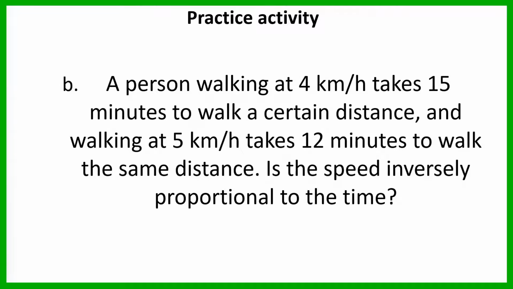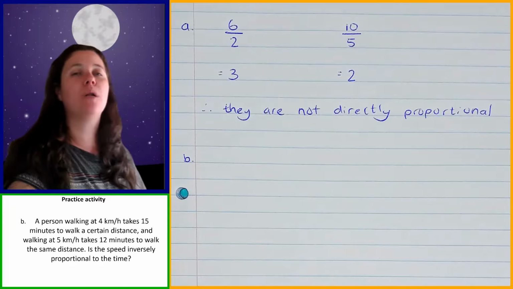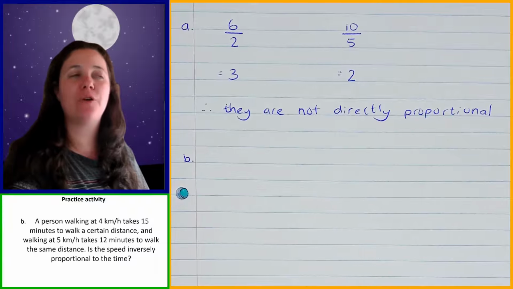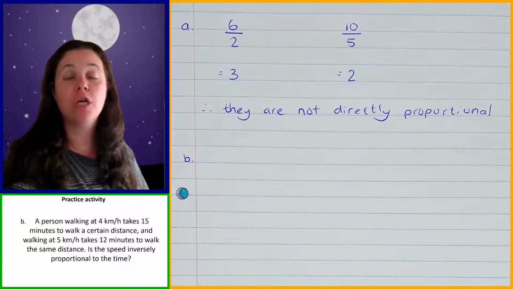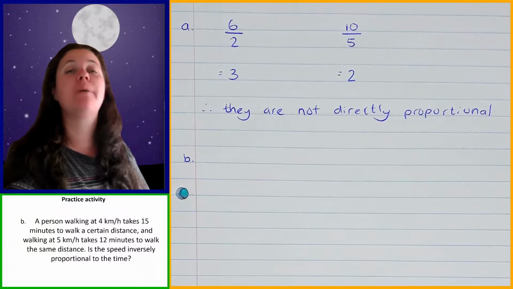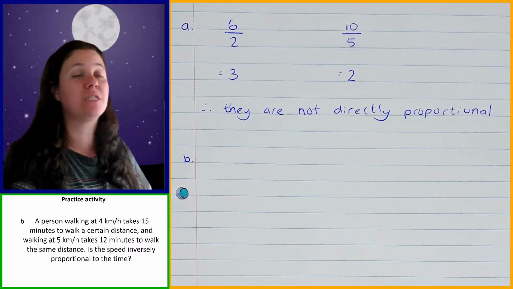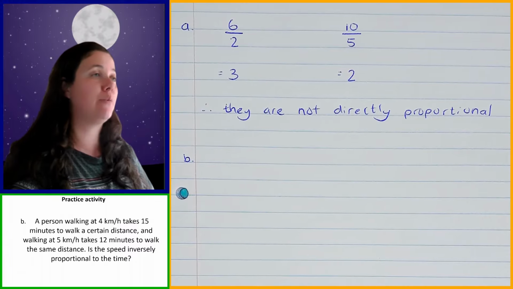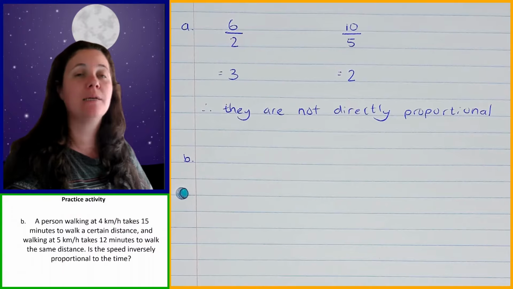Okay, so let's go through that example and see what you should have got. So first of all, in this one, we're being asked to work out if these variables, the speed and the time, are inversely proportional. So when you want to find out if 2 variables are inversely proportional, you're going to be multiplying them together. So I'm going to multiply the speed and the time together for the first set, where the person is walking at 4 kilometers per hour and it takes 15 minutes.